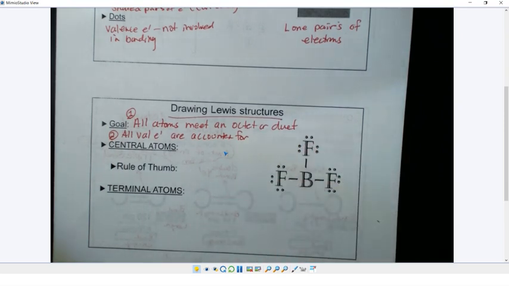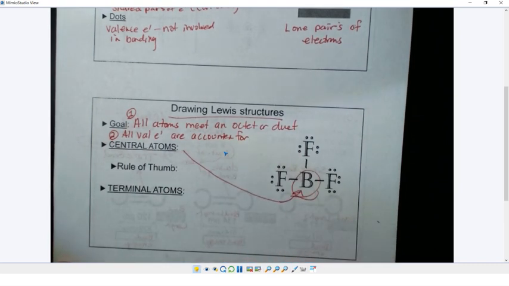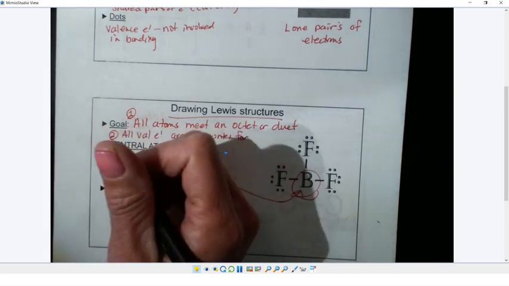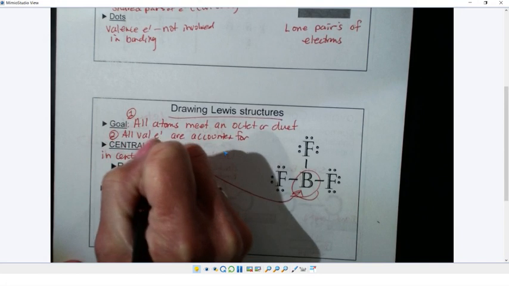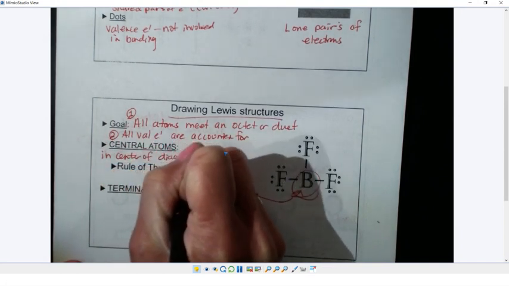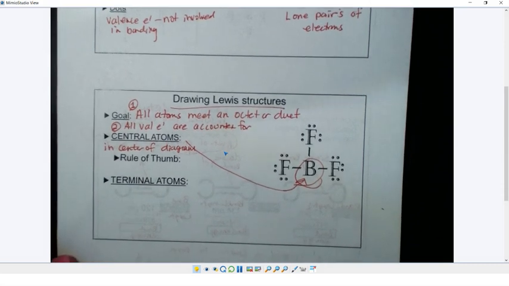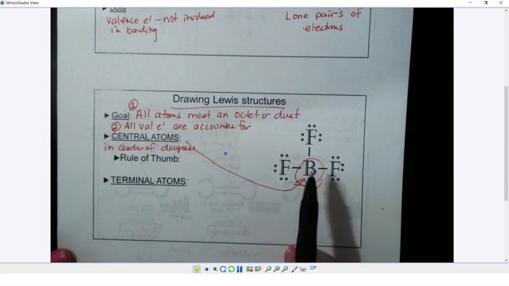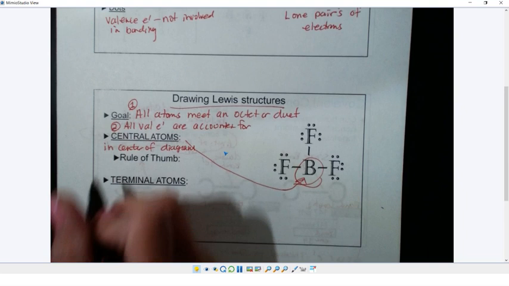Okay, so your central atom is this guy right here. Your central atom is basically the atom in the center of the diagram. There's a rule of thumb in regard to figuring out which atom goes in the center. There's a few things.